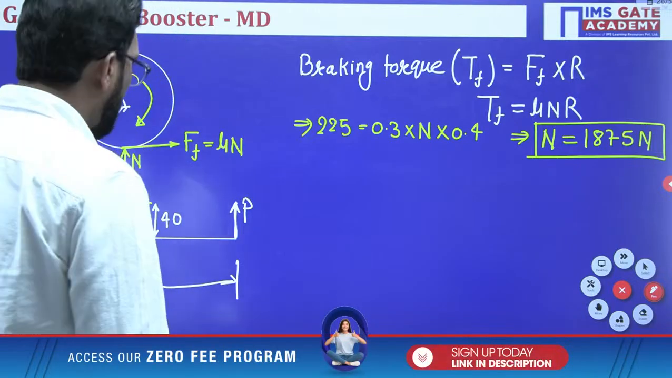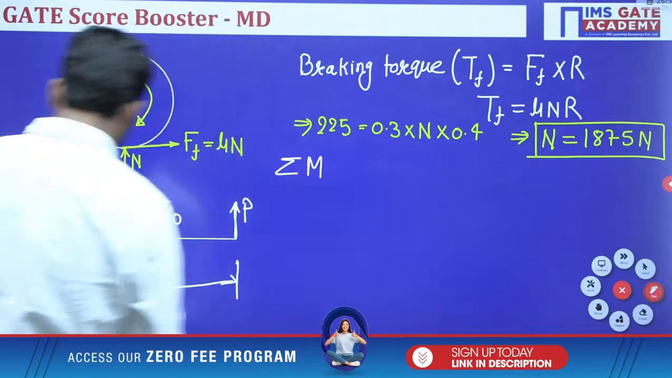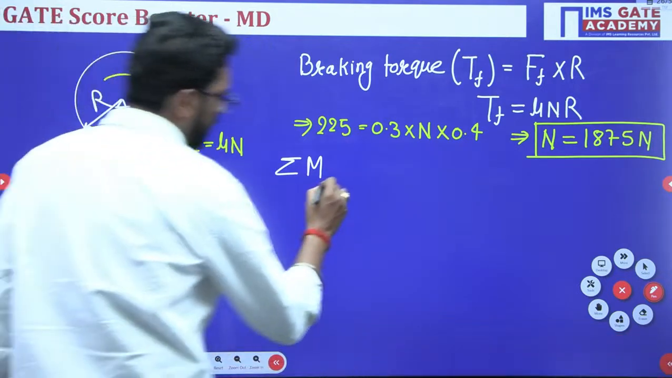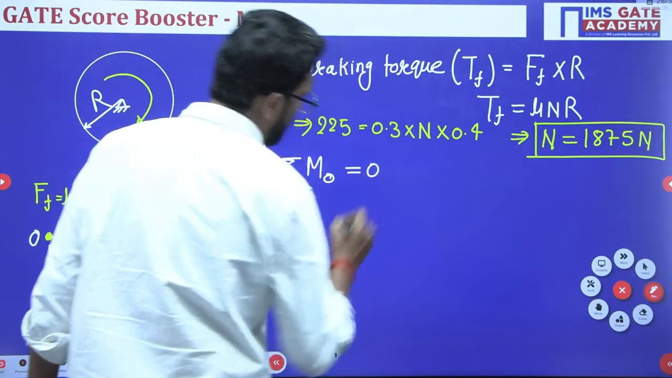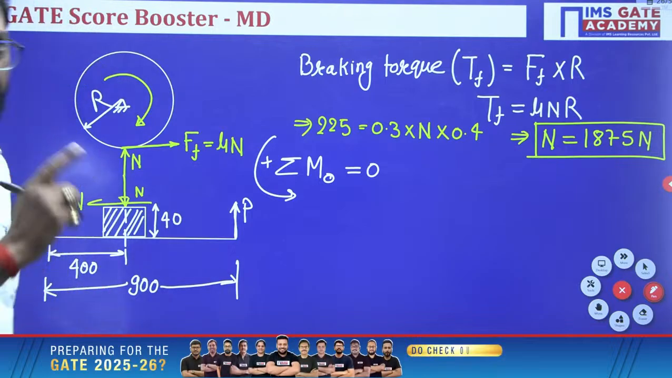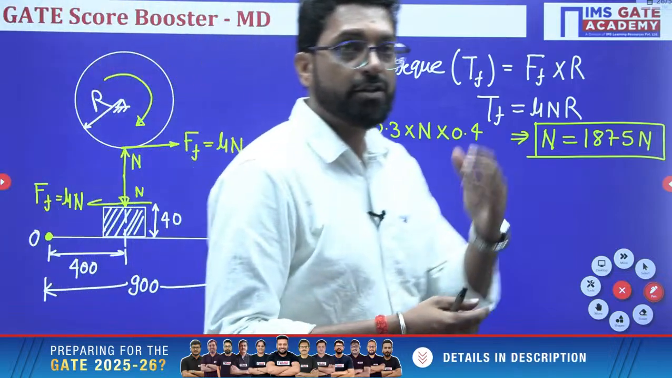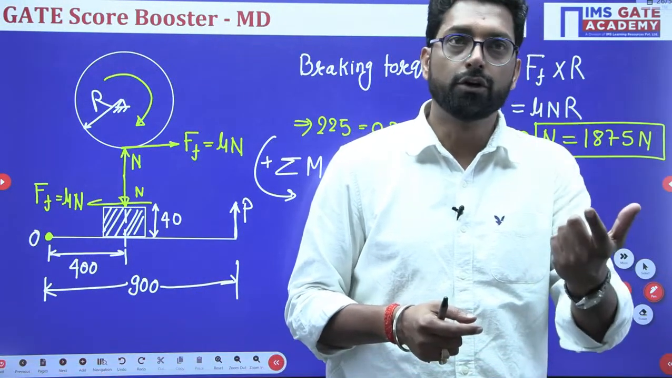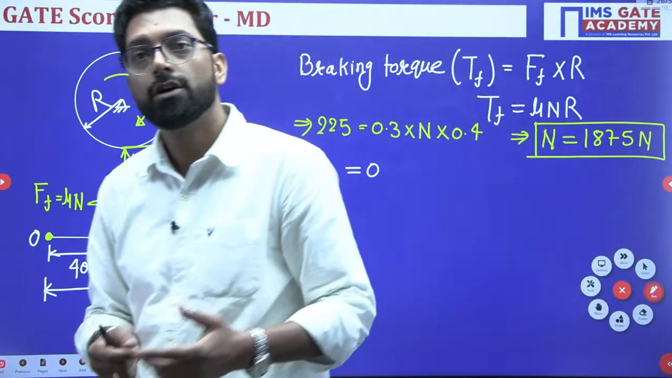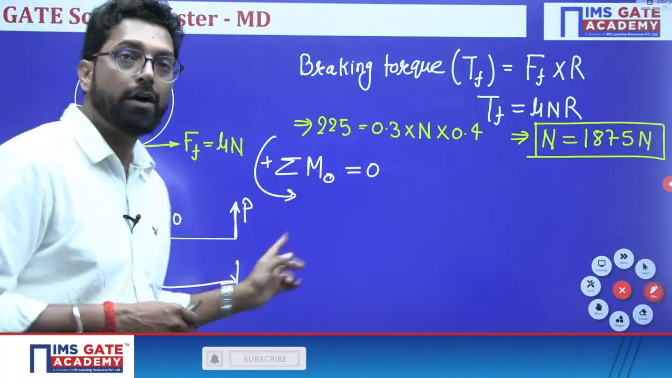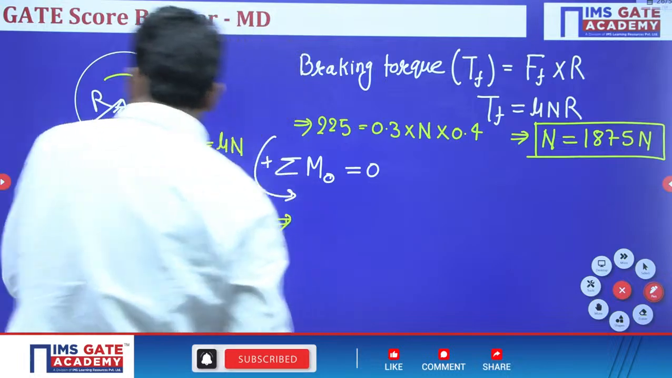Now the second part: we take the summation of all the moments at a point. Let's suppose this point is O, anticlockwise direction positive, equal to 0. This is one of the static equilibrium equations. There are equations of static equilibrium: summation of all forces in x direction is 0, in y direction is 0, in z direction is 0, and summation of all the moments at any point is 0. So we have to write the moment balance.